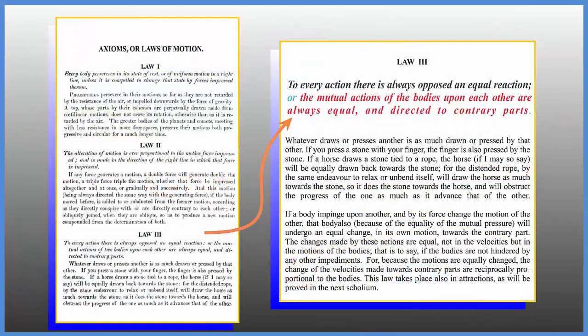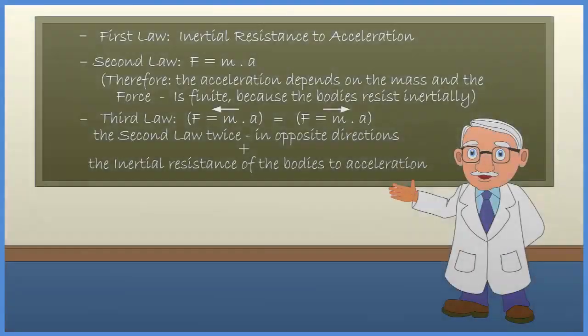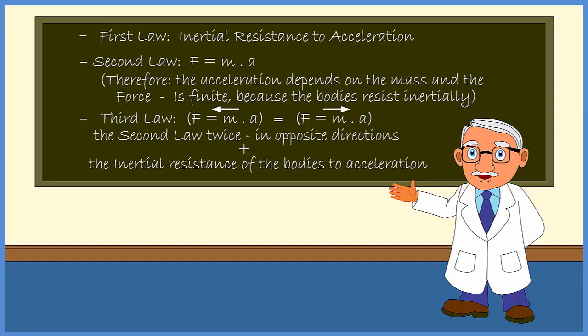And therefore, we can better understand the complete wording of the third law. In addition to the popular sentence, "To every action, there is always opposed an equal reaction," Newton wrote: "The mutual actions of the bodies upon each other are always equal and directed to contrary parts." Newton's third law contains the other two laws of motion. The first law results in the conclusion that the bodies resist, that is, manifest inertial resistance, to acceleration. The second law states the relation between force, mass and acceleration.